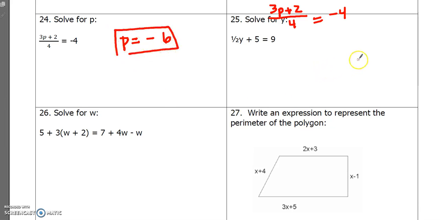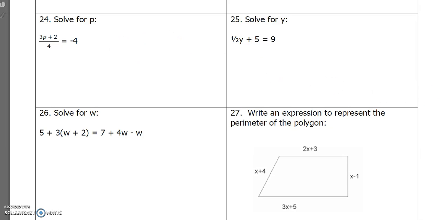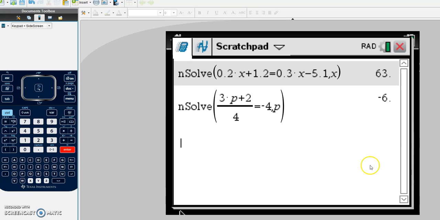Okay, let's look at number 25. Let me get rid of this. Number 25 is asking us to solve for y. Again, if you'll notice, y is the only variable I have. So again, I can put this into nSolve. So let me get this off the board. Okay, let me pull the calculator up again. And again, let me write the problem out there.